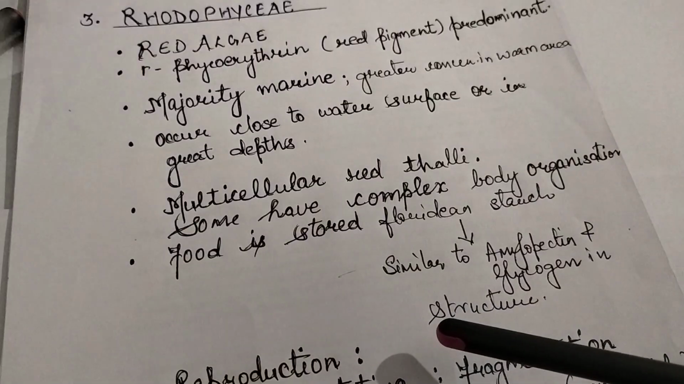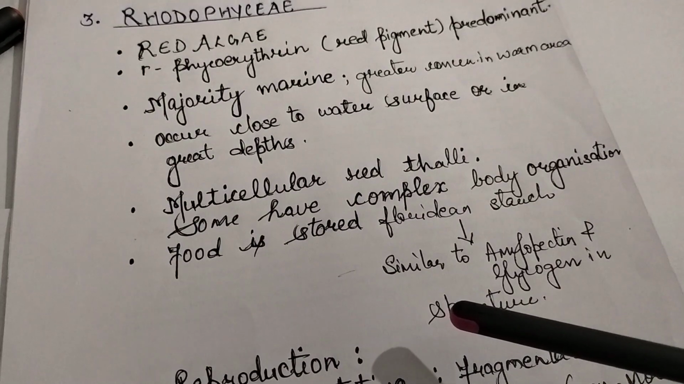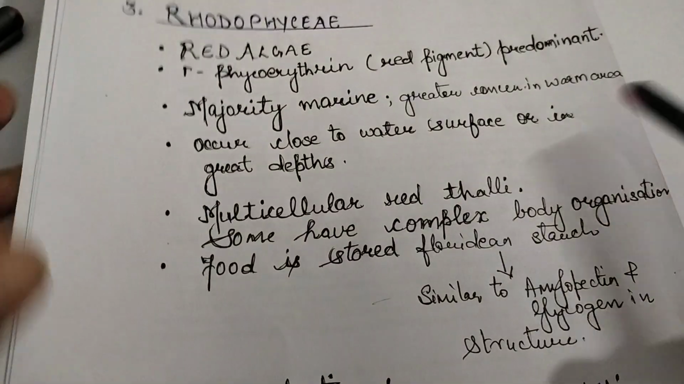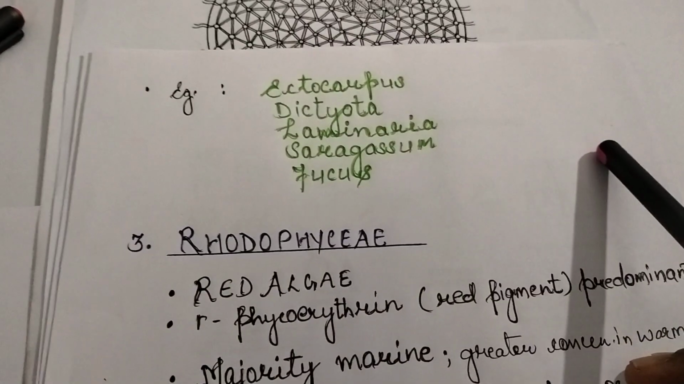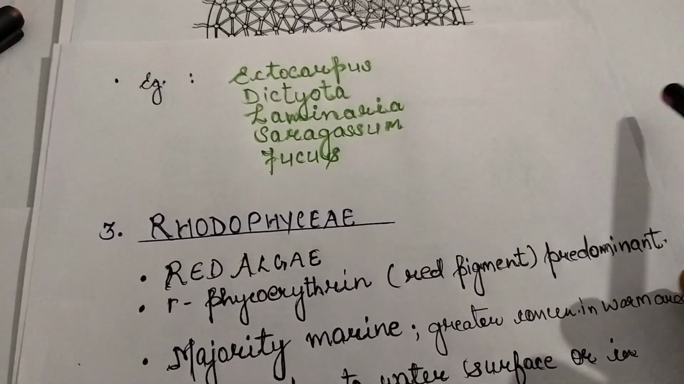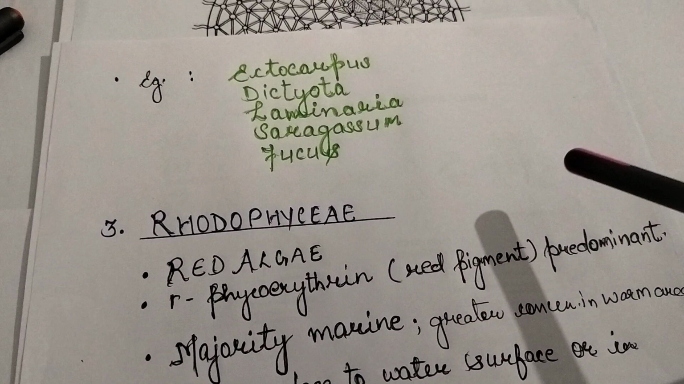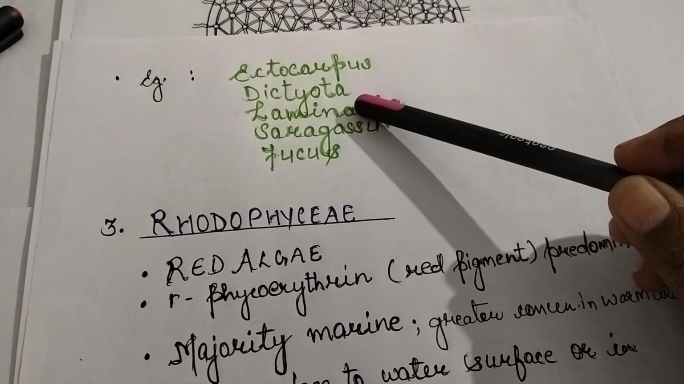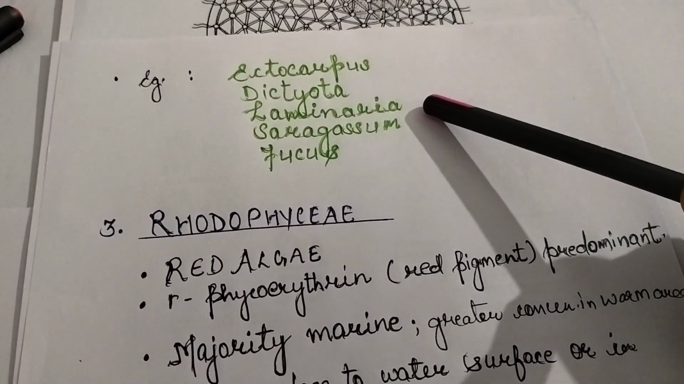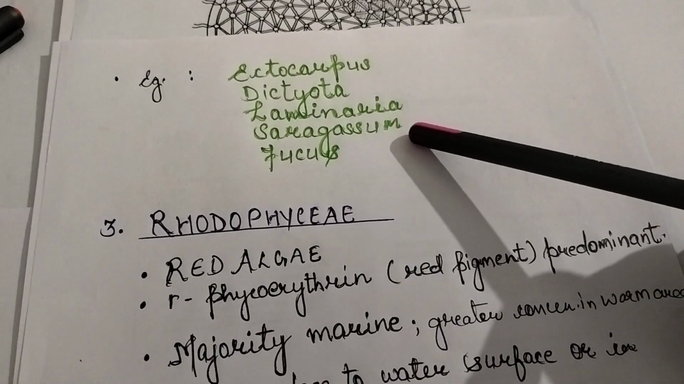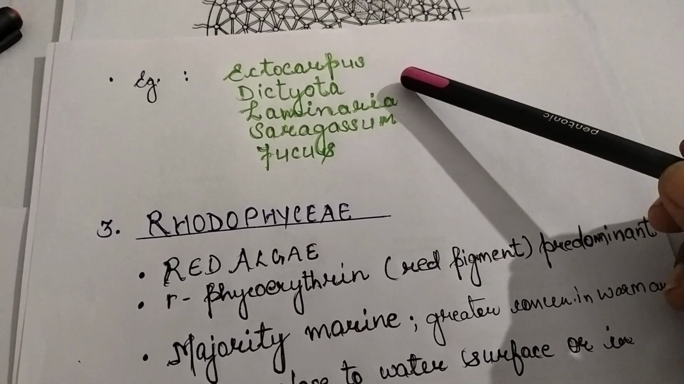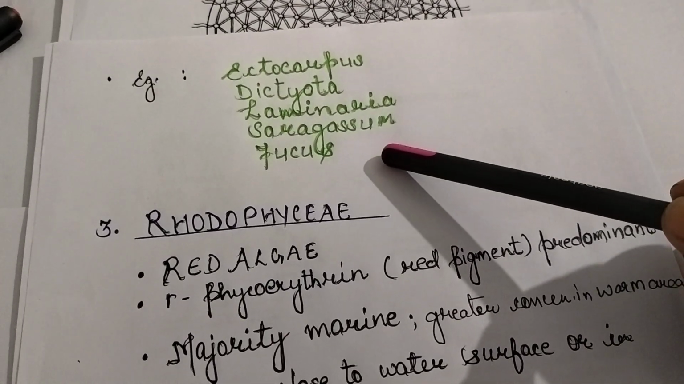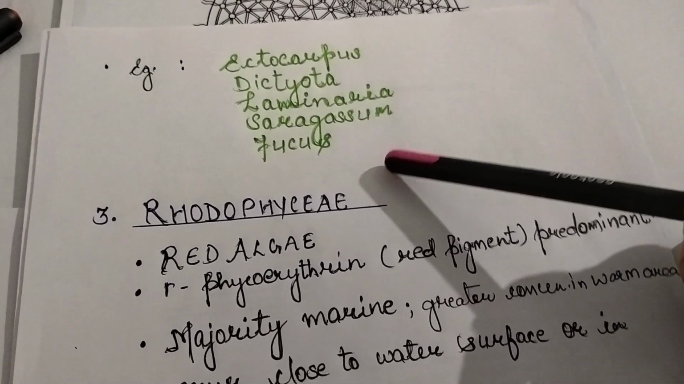Alright. Some examples of this brown algae: Ectocarpus, Dictyota, Laminaria, Sargassum, Fucus. Please learn some of the examples. They are always asked in questions.